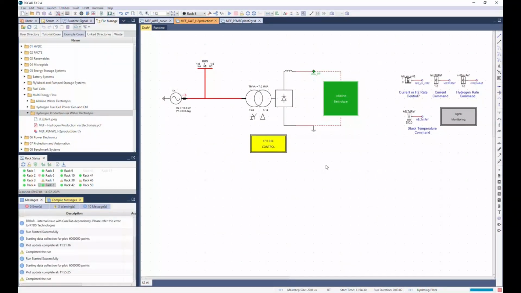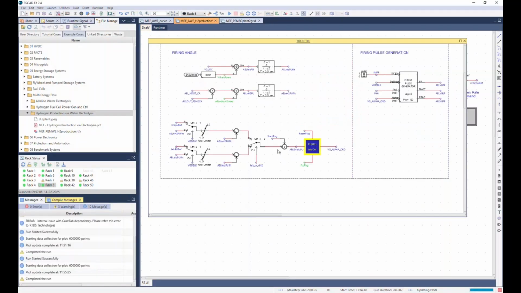In this case, I am going to simulate a simple grid connected power to hydrogen system using an alkaline water electrolyzer. Since they typically operate with high current and low DC voltages, rectifiers based on thyristor converters are used as the interface between the electrolyzer and the grid.